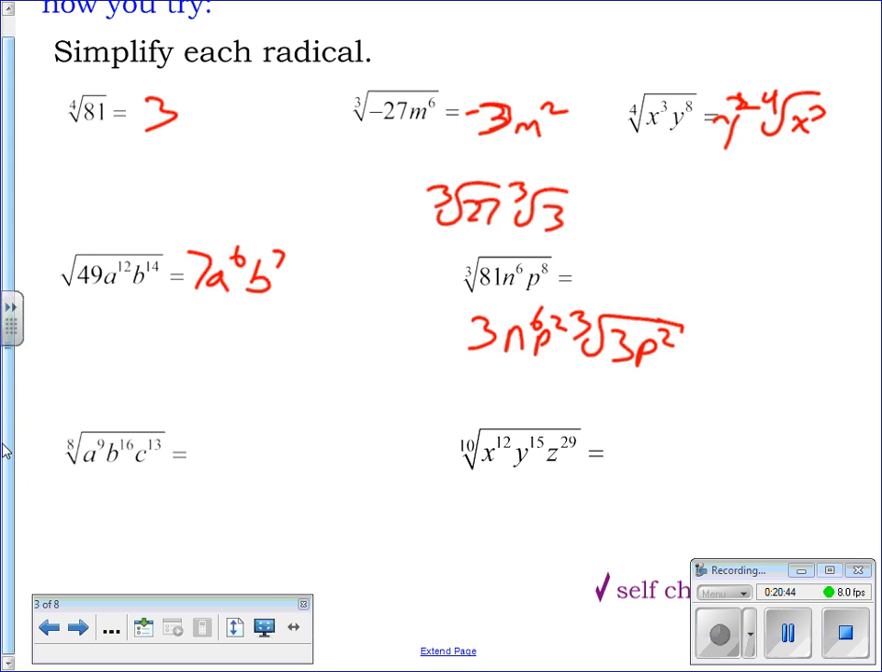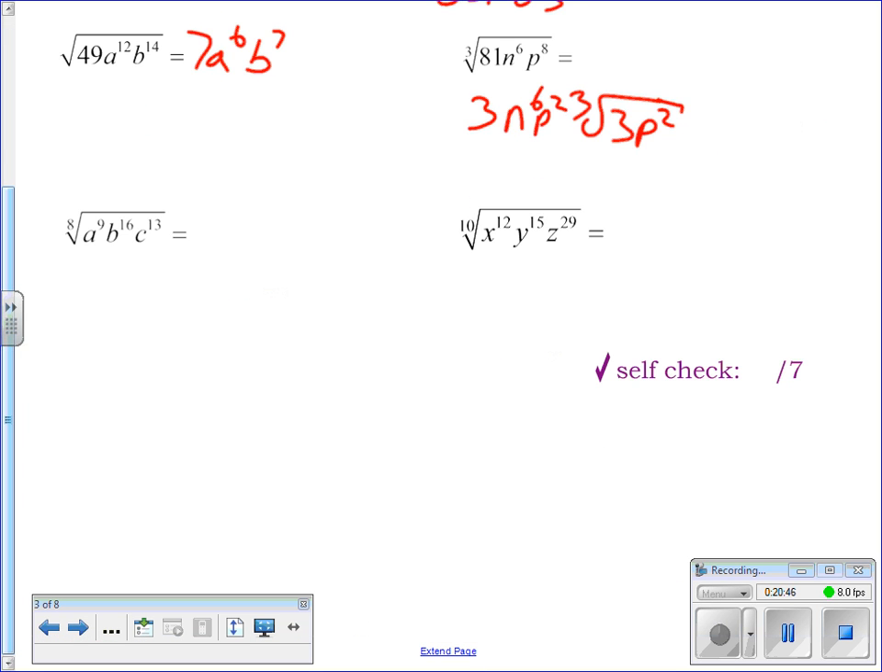Move this up so we can see. 8th root. Okay. 9 divided by 8 is a 1, remainder 1. So with the a, I have a to the first outside and the 8th root of a to the first on the inside. B to the 16th. 16 divided by 8 is 2 with no remainder. I have a b squared outside that comes out. C to the 13th. 8 goes into 13 once with the remainder of 5. C to the first outside, c to the 5th left inside.